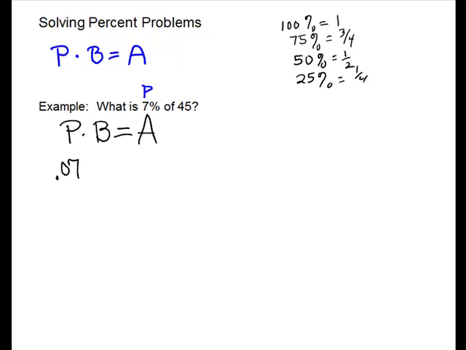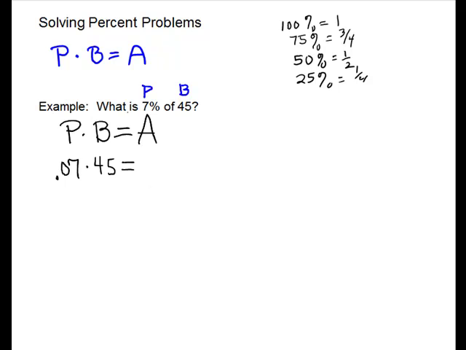Next, we look for our B. You go back to the percent and keep reading. 7% of, whatever you take the percent of should be the base. So the 45 is our base. And that only leaves one piece, which is going to be our A. The A can be at the beginning or the end. It's not going to be in the middle.